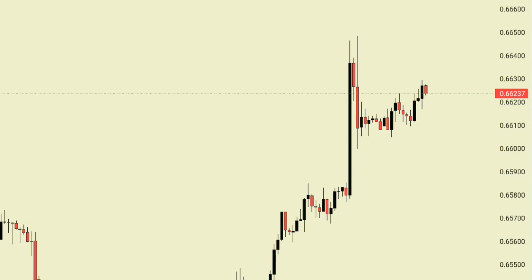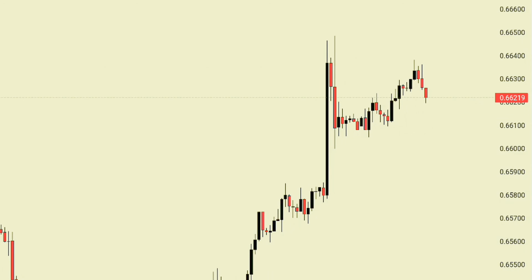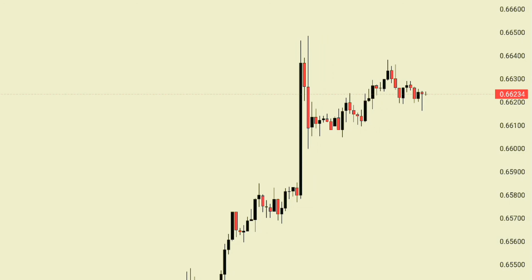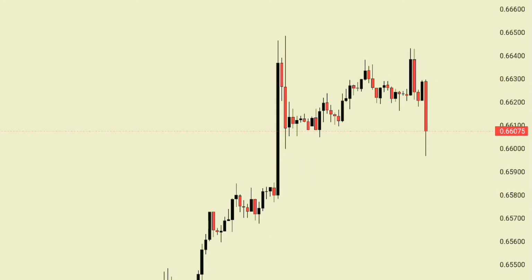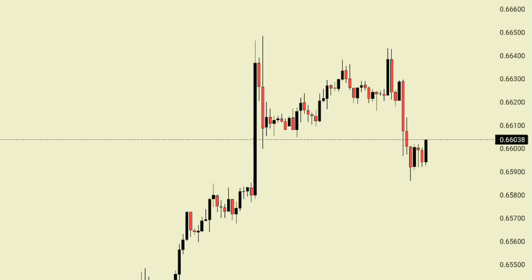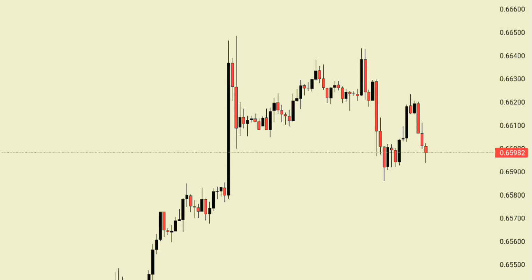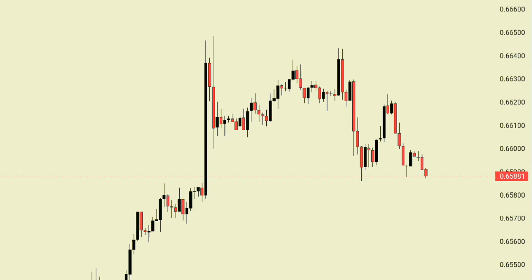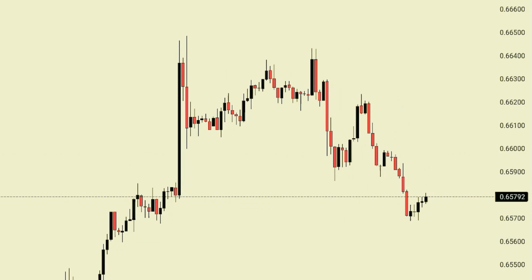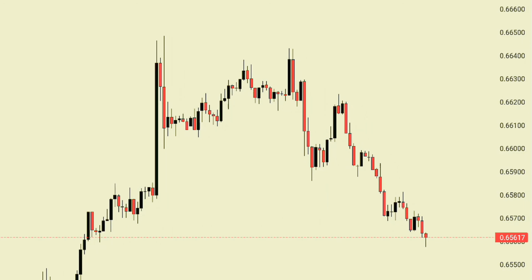Welcome back, traders. In today's breakdown, I'm going to walk you through a clean and high probability setup based on pure price action and smart money concepts. Watch carefully. Every step is marked on the chart so you can understand why the market moved exactly like this.